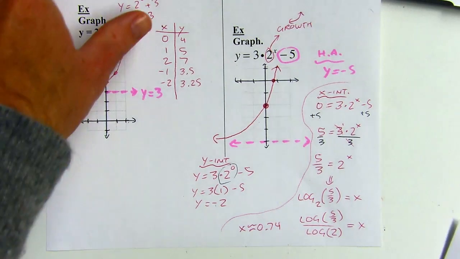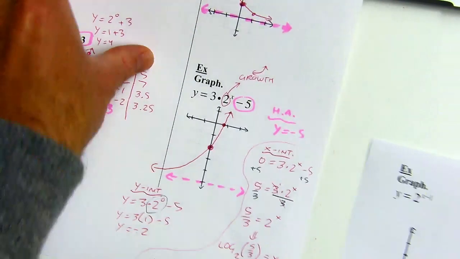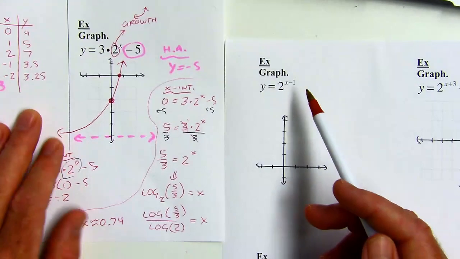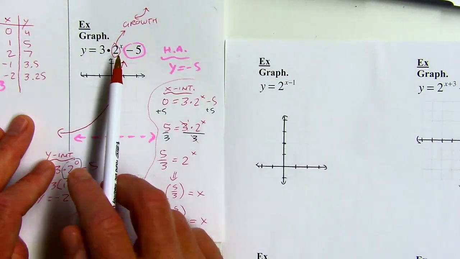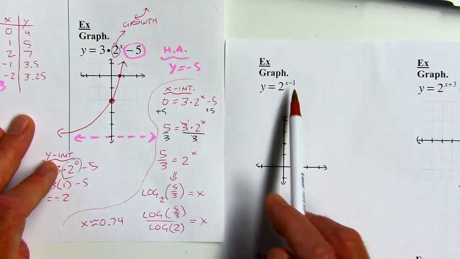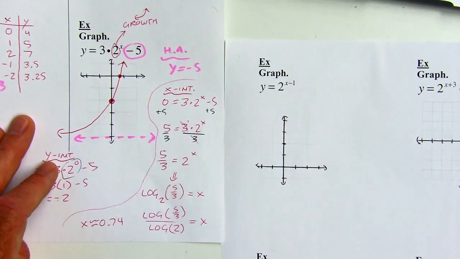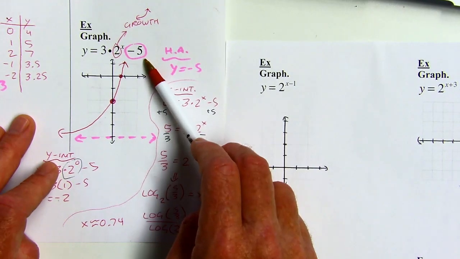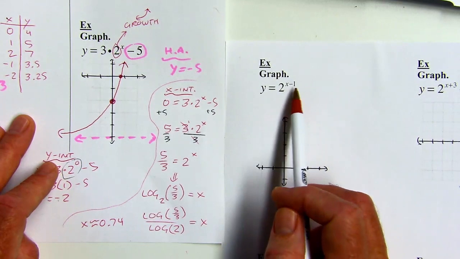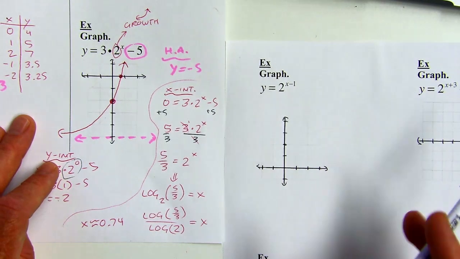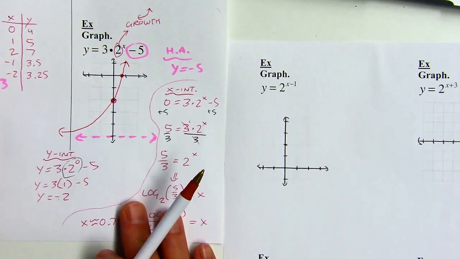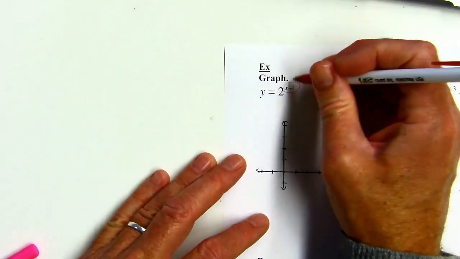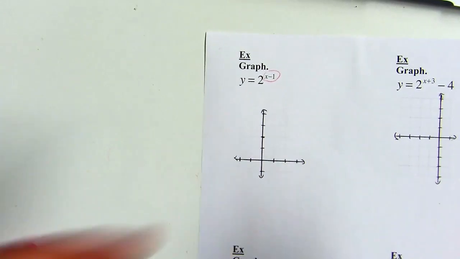All right, so let's look what happens when we're adding and subtracting something. This isn't adding and subtracting to the end of the equation. It's adding and subtracting to the x that's in the exponent, okay? So what this did is move things down. If you're adding and subtracting inside the exponent, it's actually going to move things left or right, okay? So this transformation is actually going to move things to the right.